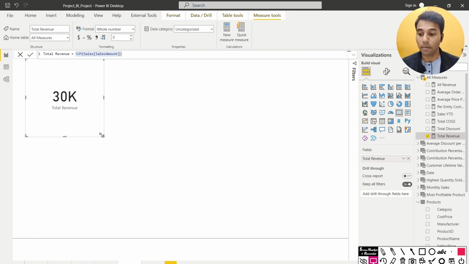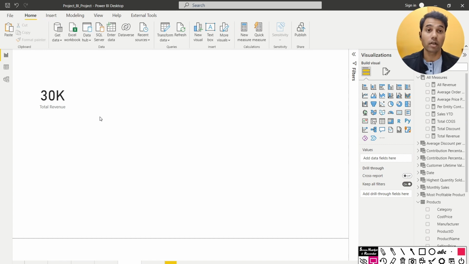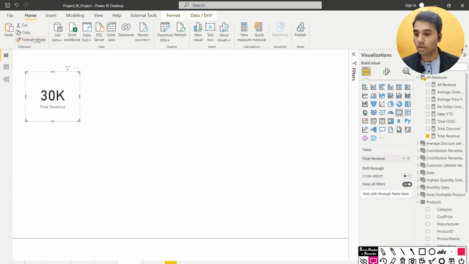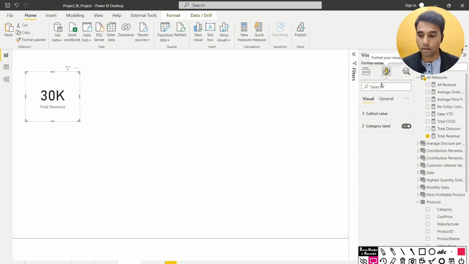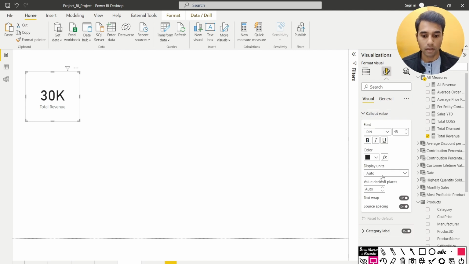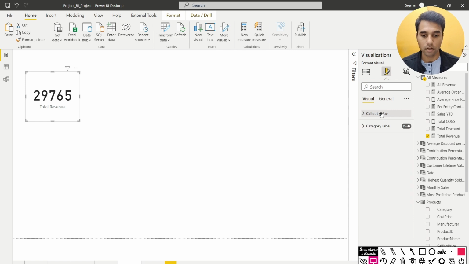So this sales amount is the amount that I calculated after considering the discount amount. So now I want a revenue which does not consider the discount amount, which is going to be my gross revenue. So in order to do that, let me first change the formatting of this particular card. Let me change the display units to none and add a visual border.